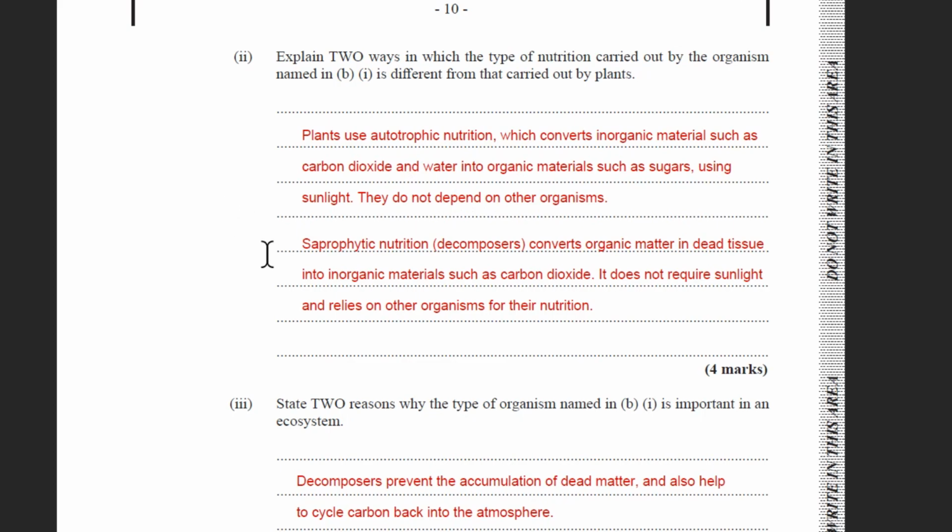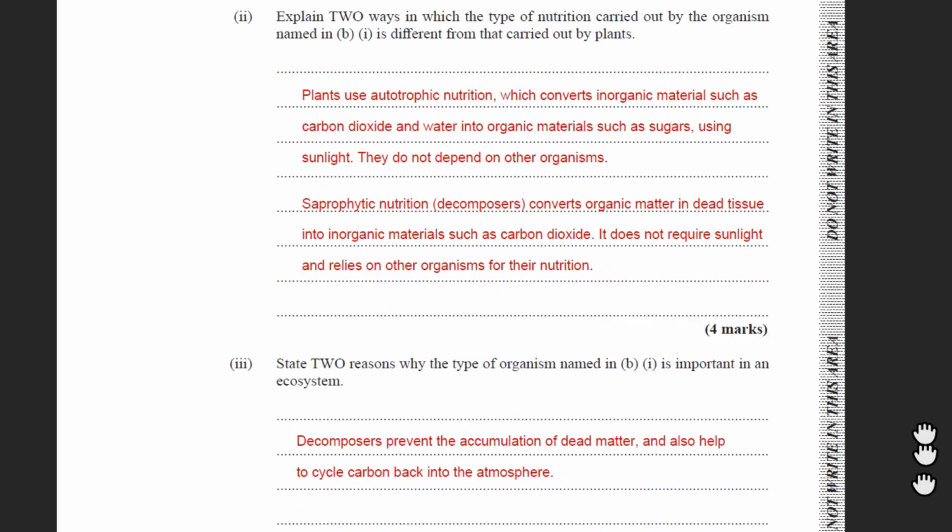Saprophytic nutrition basically decomposes, converts organic matter in dead tissue and basically any shed material like leaves and bark and feces and things like that into inorganic materials such as carbon dioxide. It does not require sunlight to do so, like photosynthesis, and must rely on other organisms for their nutrition, so they're not self-feeding as a result. So there we have 2 ways in which they are different. You have that well explained as 4 marks.